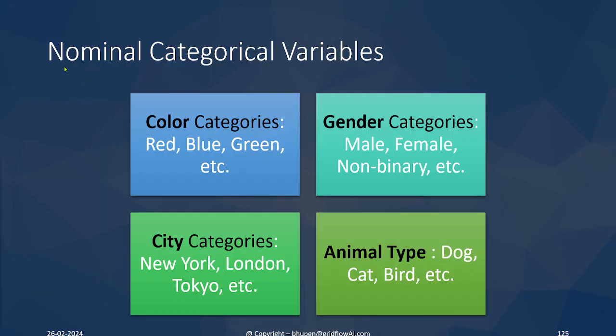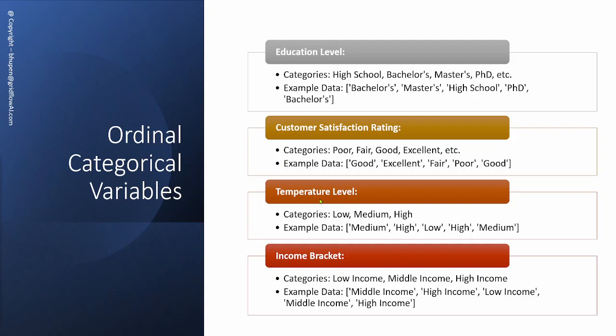So some examples here of nominal categories: color, red, blue, green, amber, and so on, gender, male, female, and city. All of the city names that you could have in the data set can also qualify as nominal because there is no order. Animal type, again, is an example of nominal.